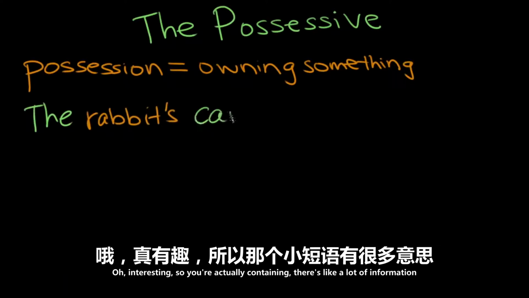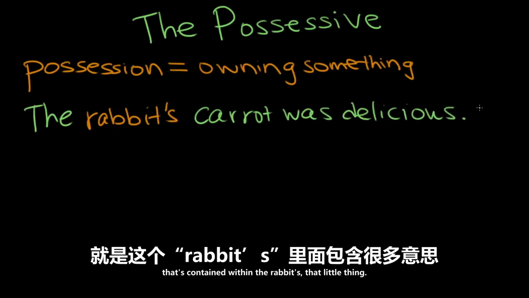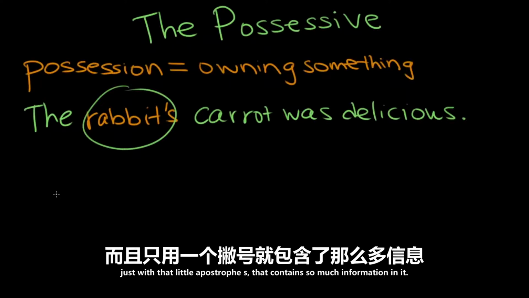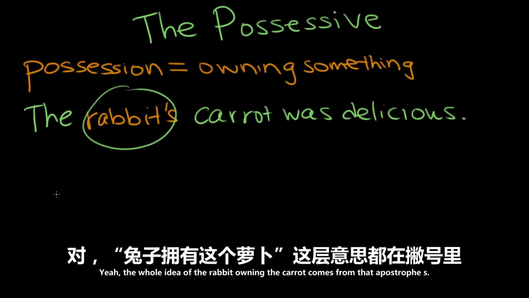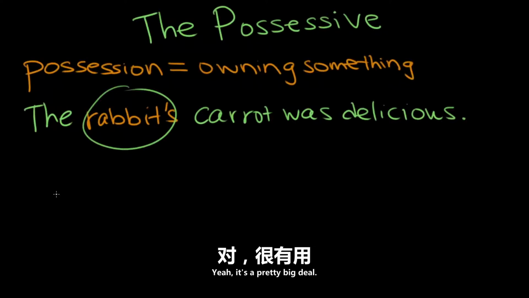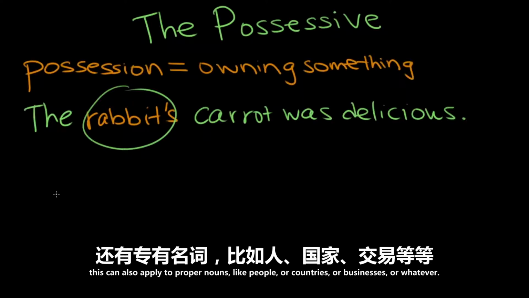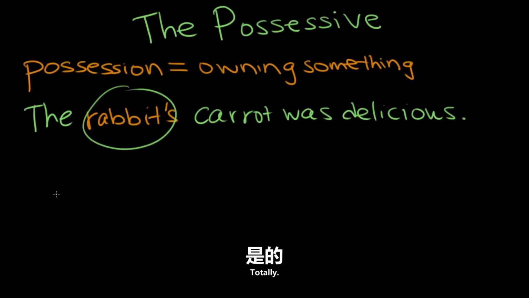Oh, interesting. So there's a lot of information contained within that little thing, because you're expressing the relationship between the rabbit and the carrot just with that little apostrophe S. Yeah, the whole idea of the rabbit owning the carrot comes from that apostrophe S. That's super cool. Yeah, it's a pretty big deal. So this doesn't just apply to common nouns like rabbits. This can also apply to proper nouns like people or countries or businesses or whatever. Totally. Or movies. Yeah, anything, I think.